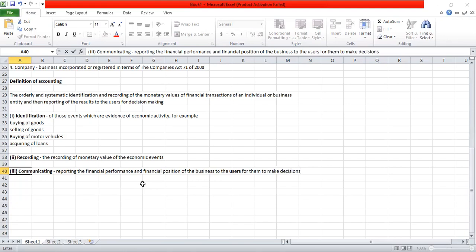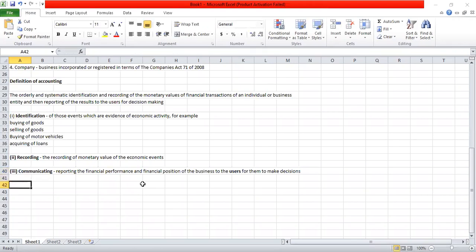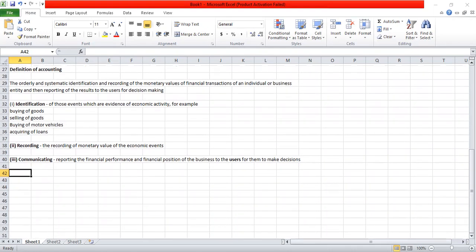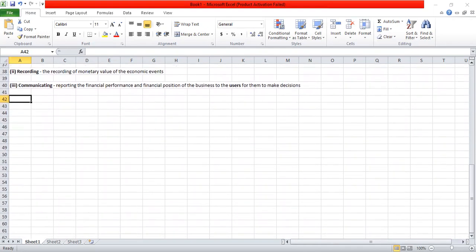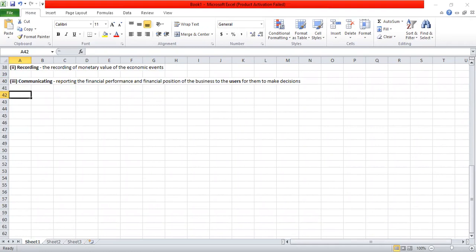Right. At the end of the day, we have to report our information. We don't just do accounting for fun. It has to be produced for users so that they can be able to make economic decisions. So now we've arrived at the juncture where we're saying accounting is done so that we can produce financial information which can then be used by users to make decisions. That's where we are now.